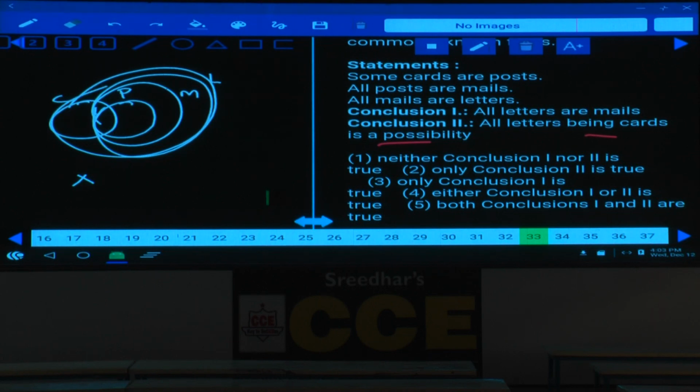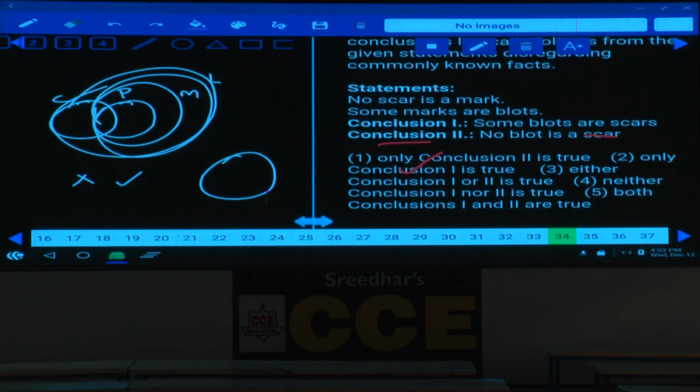As all the statements are affirmative for a possibility, you can write as a single diagram. Hence it is possible. Hence what is your answer here? Only conclusion 2 is true, choice 2. Question number 33, choice 2.